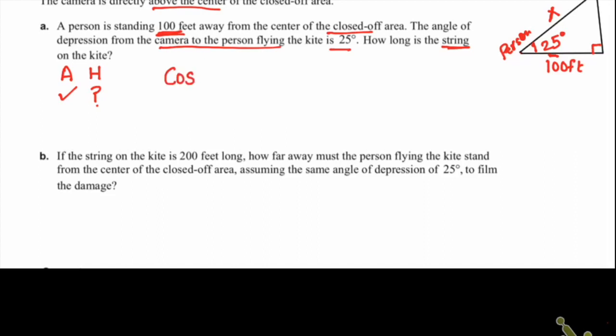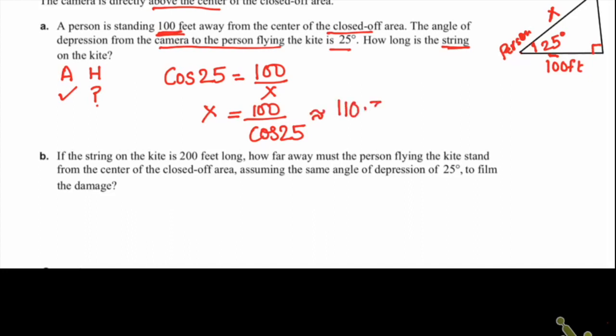Cosine of 25 is equal to what? 100 over x. This way we can decide which one we have to use, and just do the cross multiplication. x is equal to 100 over cosine of 25, and when you simplify it, you get your answer. If they don't tell you, round it to the nearest tenth. Is that complete? No, this many feet. You have to always enter the unit.